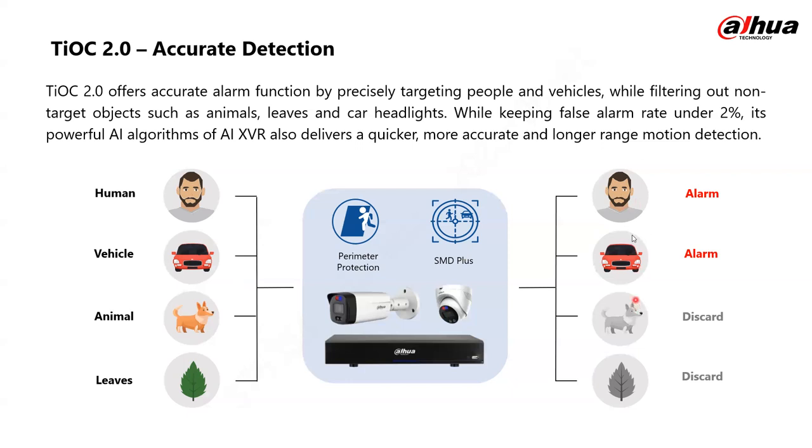This can give us an accurate detection of up to 98%. Smart motion detection plus will provide 98%, and some other versions, smart motion detection 3.0 or smart motion detection 4.0, will end up producing a higher accuracy rate of up to 99%.